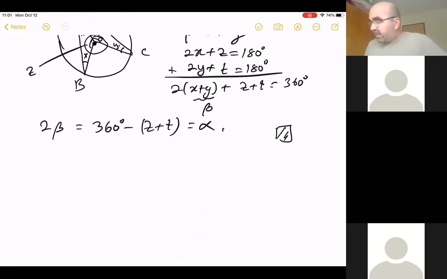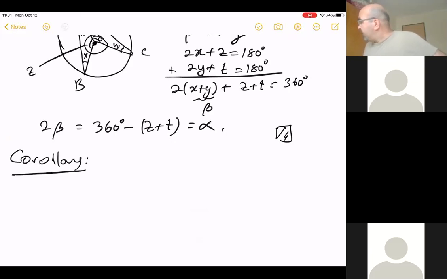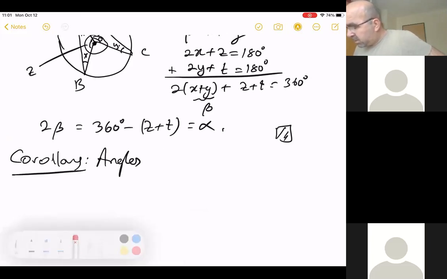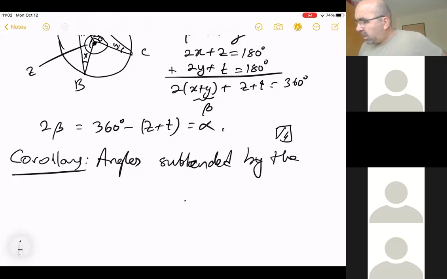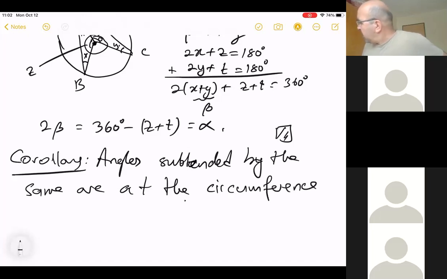Okay, next, again, we will use this all the time as a corollary of this statement, that angles subtended by the same arc at the circumference are equal.